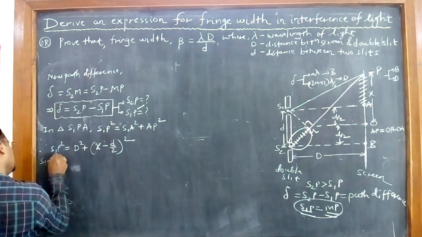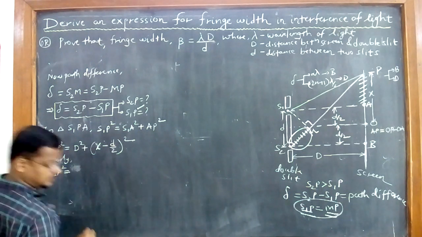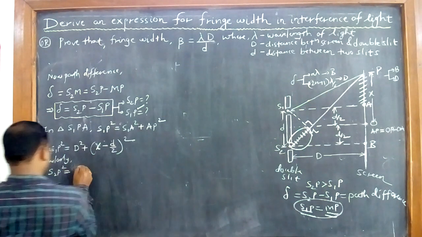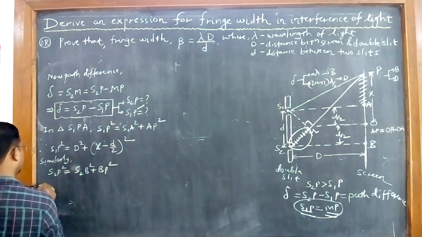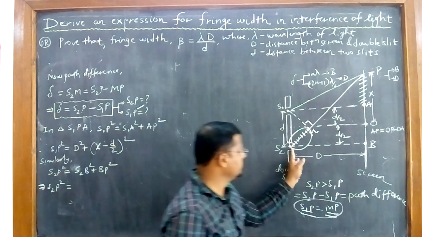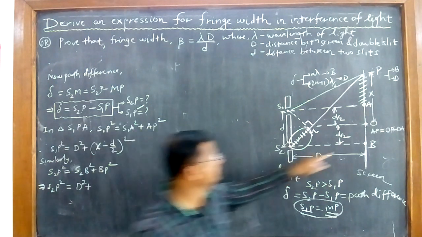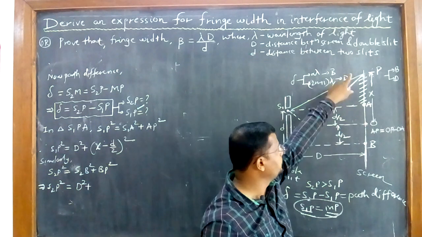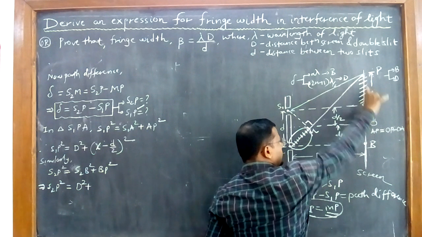Similarly, what is S2P square? In triangle S2PB, S2P square is equal to S2B square plus BP square. What is S2B square? It is again capital D square plus BP square. What is BP? From B to point P, this distance is d by 2, and from O to P it is x. So this distance BP is nothing but x total plus d by 2.